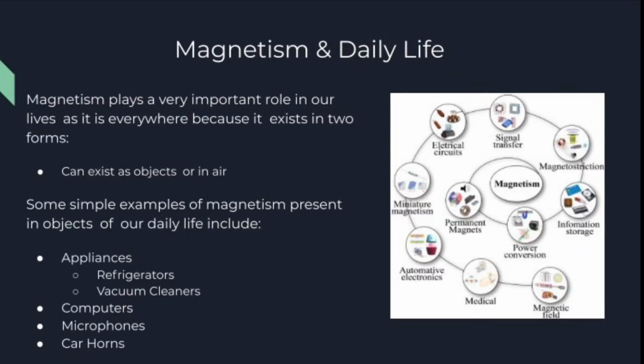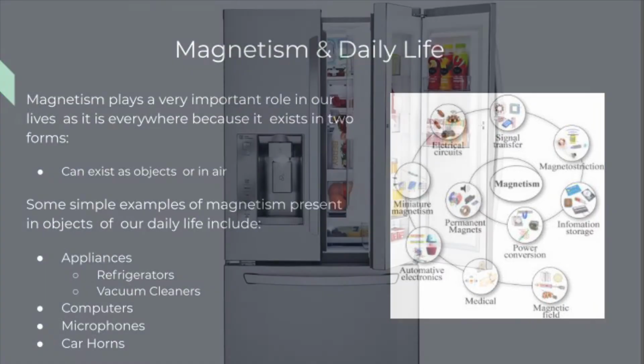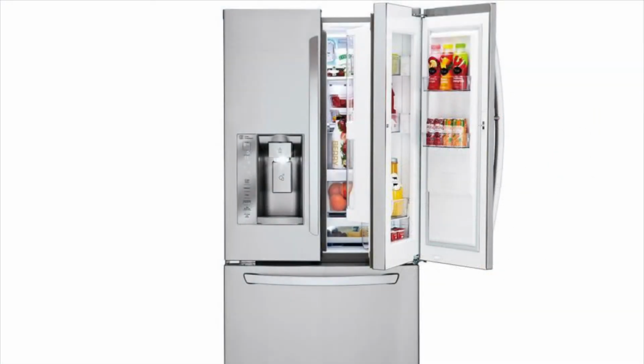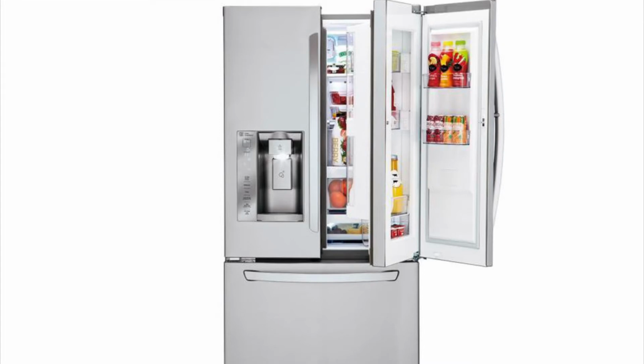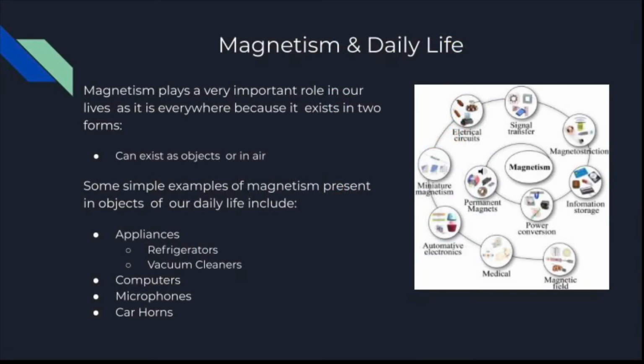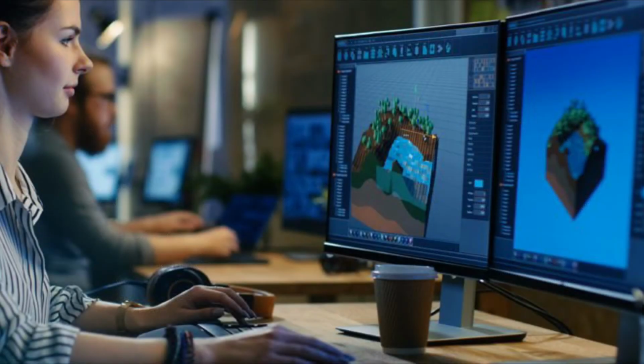We usually observe magnetism in daily life without noticing it. Some simple examples of magnetism in objects of our daily life include home appliances, such as a refrigerator, where the fridge magnet creates a magnetic field that aligns the spins of unpaired electrons in the metal atoms in the fridge in such a way that the magnet and the fridge door are attracted to each other. This force keeps the magnet stuck to the fridge. There are also various other examples, such as computers, microphones, and car horns. In computers, magnets help store data on the hard drive.